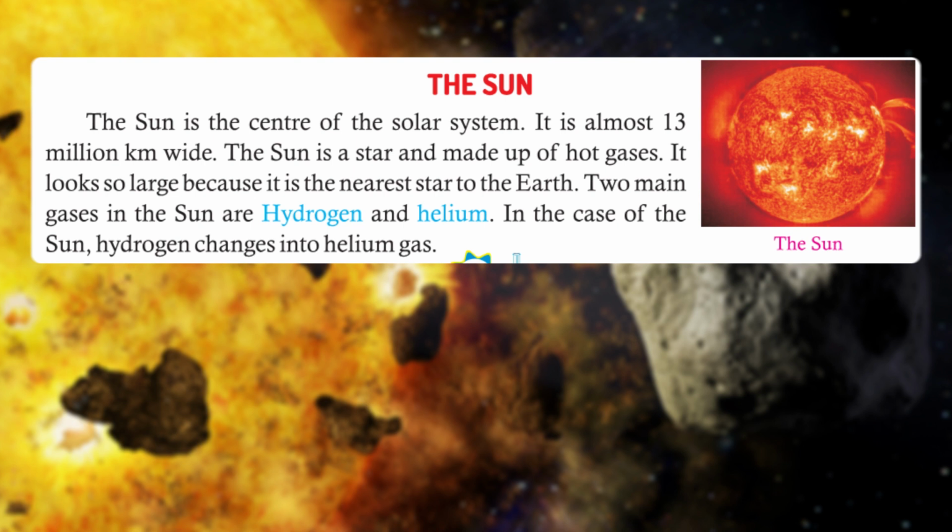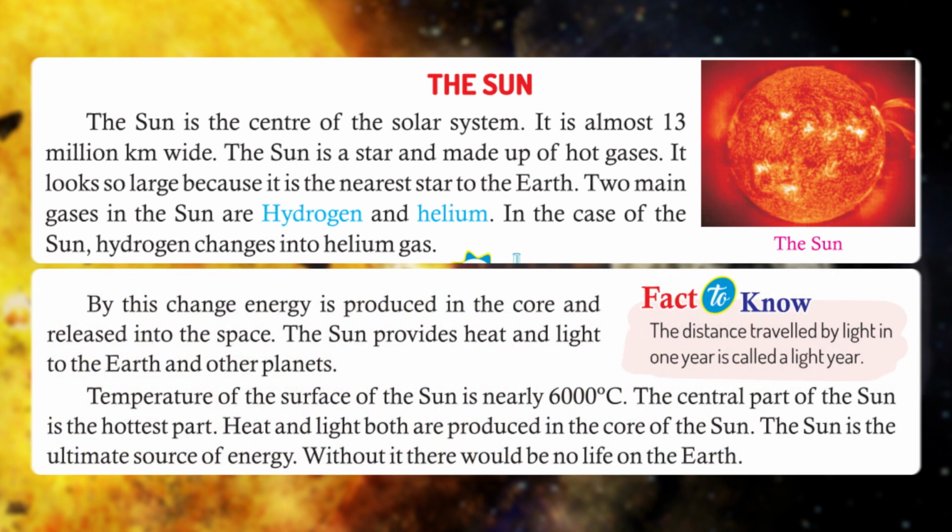In the case of the Sun, hydrogen changes into helium gas. By this change, energy is produced in the core and released into space. The Sun provides heat and light to the Earth and other planets. The temperature of the surface of the Sun is nearly 6,000 degrees Celsius. The central part of the Sun is the hottest part.